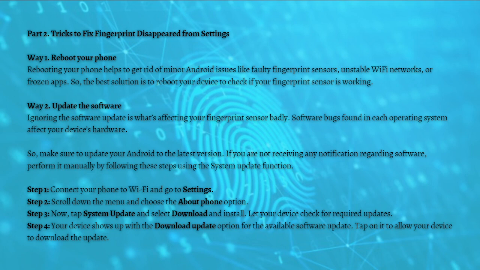So make sure to update your Android to the latest version, and if you are not receiving any notification regarding software, perform it manually by following these steps right here. So first, connect your phone to Wi-Fi and go to the settings, and after that scroll down to the menu and choose about phone option. And now tap the system update and select download and install, and let your device check for required updates. So your device shows up with the download update option for the available software update, and tap on it to allow your device to download the update.